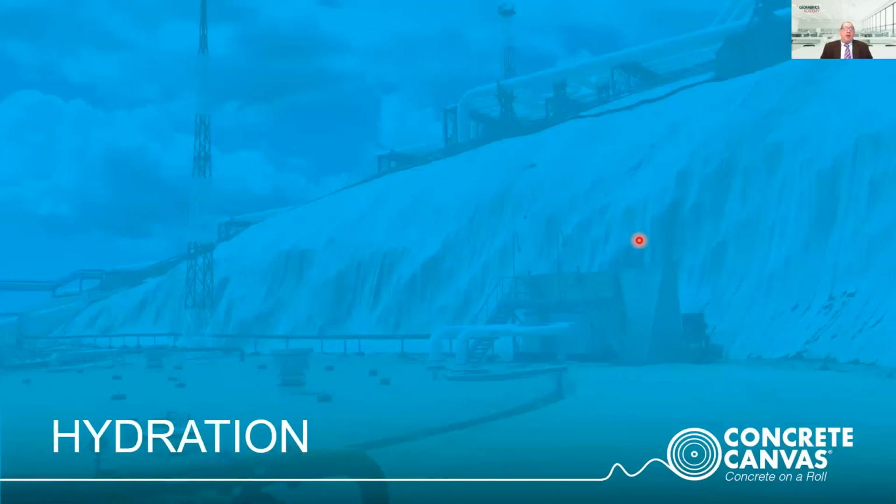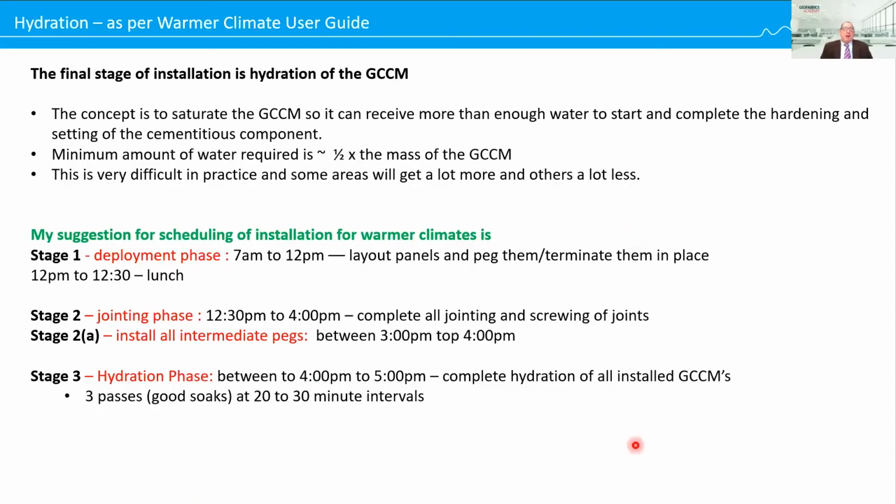Okay, finally, the note on hydration. Hydration, the final stage of installation, is hydration. The concept is to saturate all material that has been exposed on that day with more than enough water to complete the hardening process. Again, a good GCCM will limit the amount of water that can mix with the cement. The minimum amount of water required is half the mass of the GCCM. This is very difficult to achieve in practice.